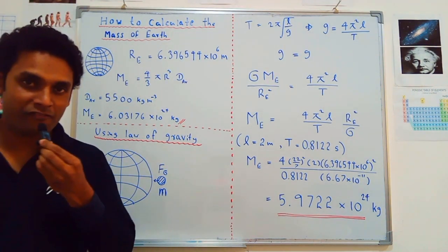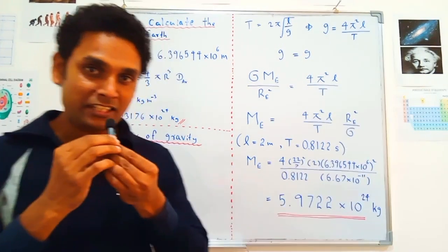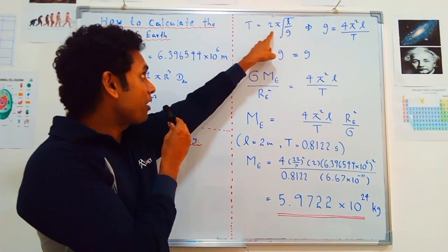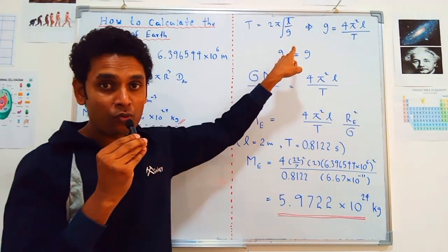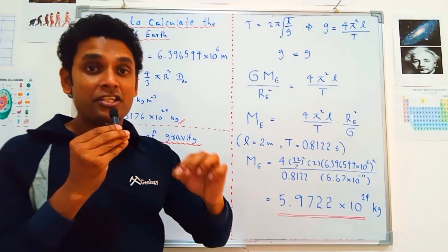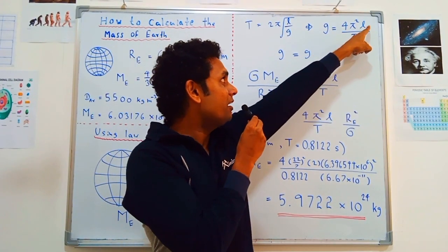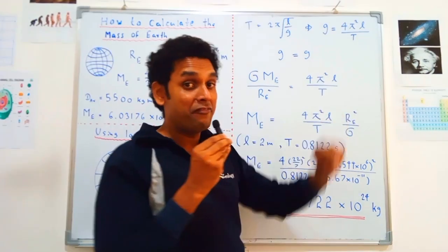Okay, let's move on to the final calculation now. In the last calculation we got that t is equal to 2 pi multiplied by the square root of L divided by g. From that we can make g the subject. g is equal to 4 pi squared L divided by t squared.